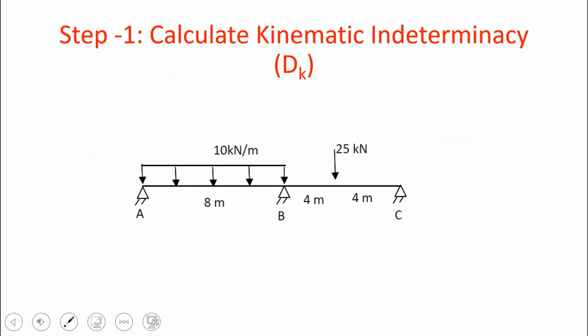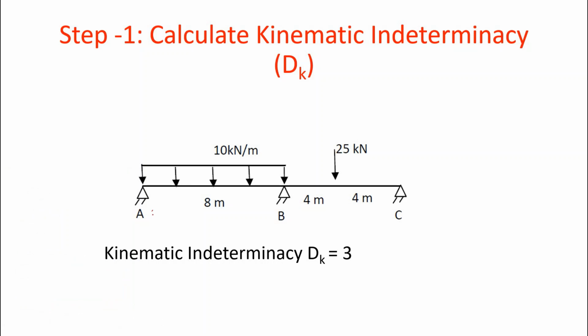Our first step was to calculate kinematic indeterminacy. So for calculating kinematic indeterminacy, we will consider the supports of the beam. Here we have three supports A, B and C, and all the supports are hinge supports. A hinge support has 1 degree of freedom, that is, only rotation is possible at the hinge supports. So we can say the degree of freedom at A is 1, B is 1 and C is 1. So we have total degrees of freedom 3. So the kinematic indeterminacy of the structure is 3.